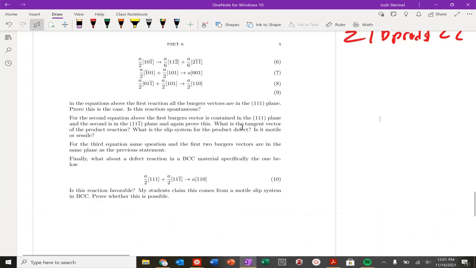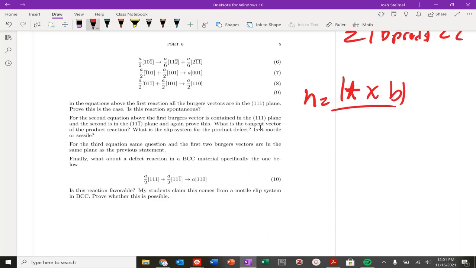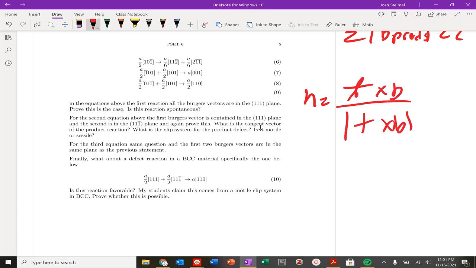What is the tangent vector for the product reaction? First, let's answer that first question. How do we prove this? Well, we know that our normal is equal to tangent cross Burgers vector, as such, tangent cross Burgers over the magnitude of tangent cross Burgers. You should go back and reprove that. But again, we're given that these are in this plane, and I can prove this. Given a tangent vector that works, you can satisfy this relationship.